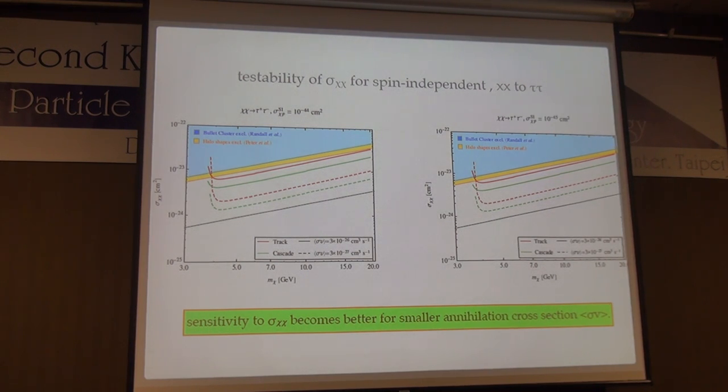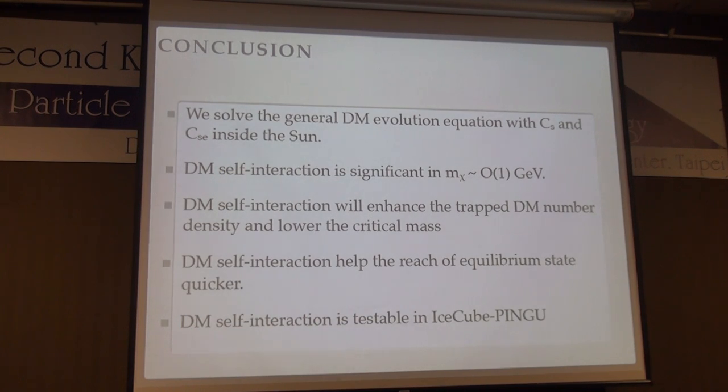And naively you would think that if the annihilation rate is larger, you have more chance, more signals. But here, the green line is the smaller annihilation rate. This is 3 times 10 to the minus 27, and this is 3 times 10 to the minus 26. So if the annihilation rate is smaller, you have a better sensitivity. So this is kind of counter-intuitive. So I go to the conclusion.